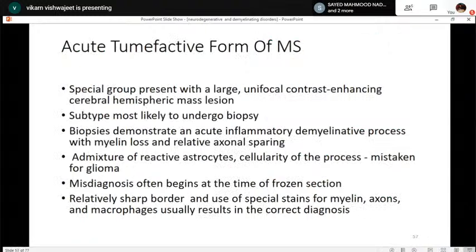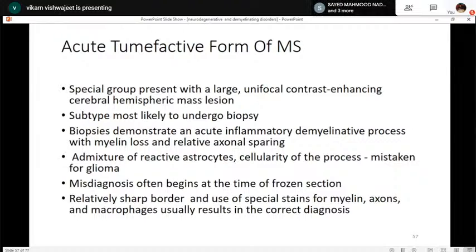Coming to the next is the acute tumefactive form of multiple sclerosis. Some cases of multiple sclerosis can present as a mass lesion, and it is these lesions which are most likely to undergo biopsy. Even on biopsy, because of their increased cellularity, they can be confused for malignancy. But if you are suspecting a demyelinating disorder, you can go for a special stain for myelin, axons, and an immunohistochemical stain for macrophages. You can reach the diagnosis.